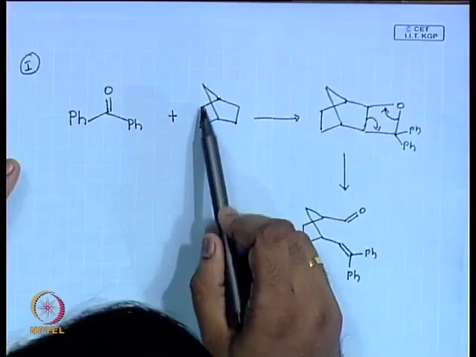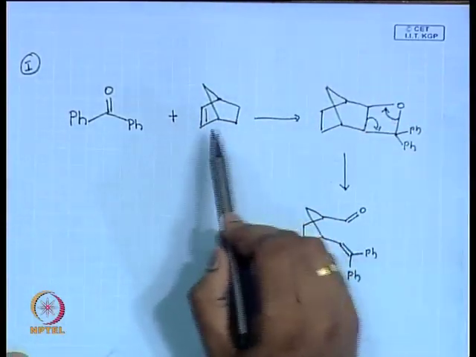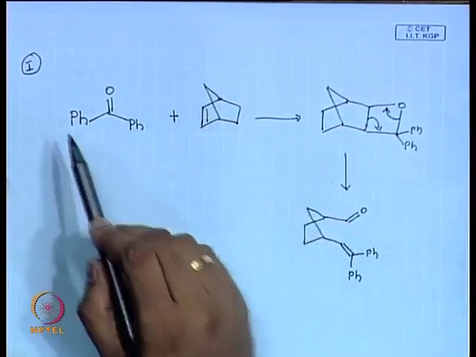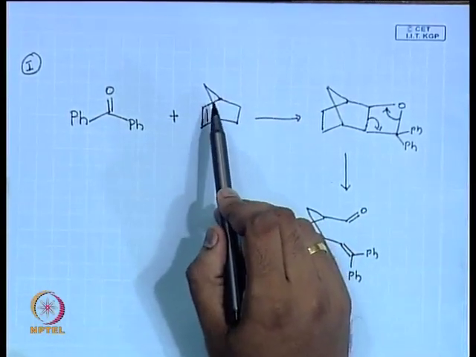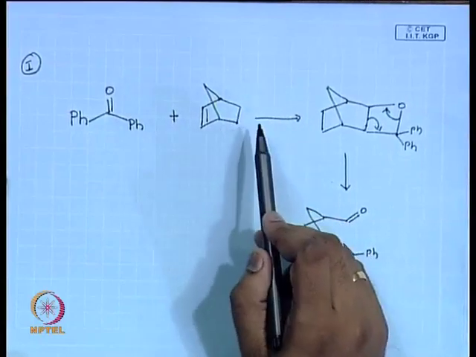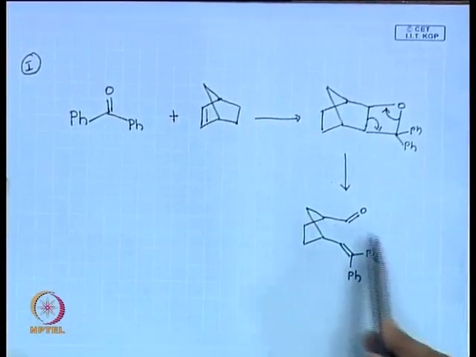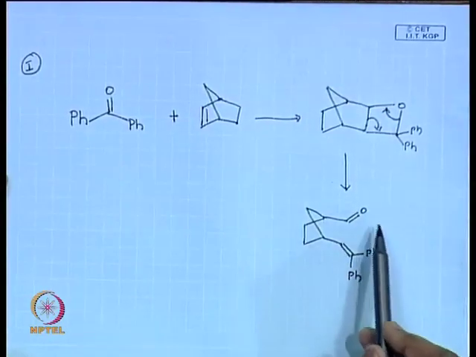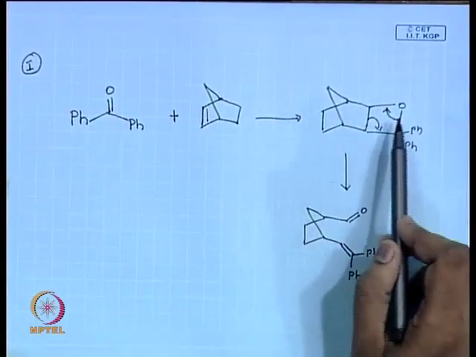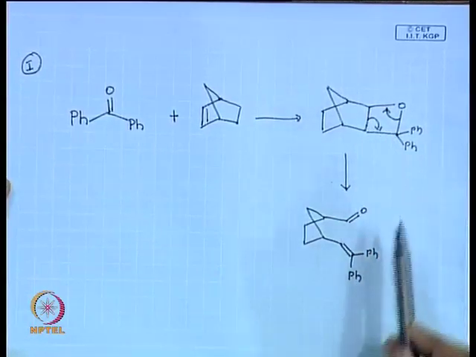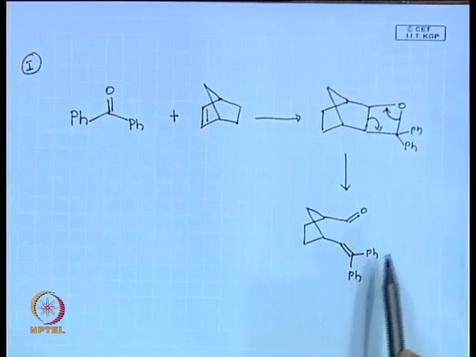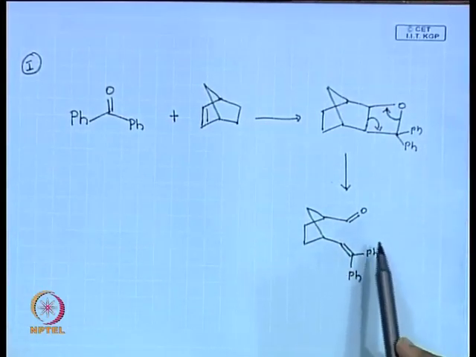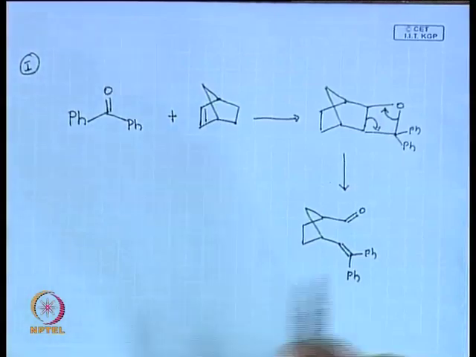I am not going to give structures like this. In an equation, I can always write norbornane with benzophenone, or I can write norbornane and put a triplet sensitizer or benzophenone and give this product, okay. So, if you get an oxetane, you can always think of a Paternò-Büchi reaction. If I give only this product, it will be hard for you to find out whether the reaction goes by the Paternò-Büchi pathway. So, always think about what happens to your oxetane. Do not stop with your oxetane.